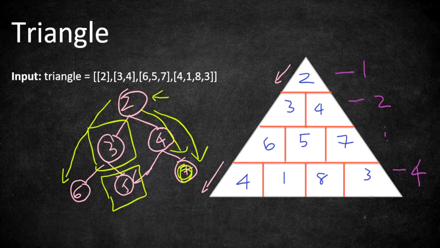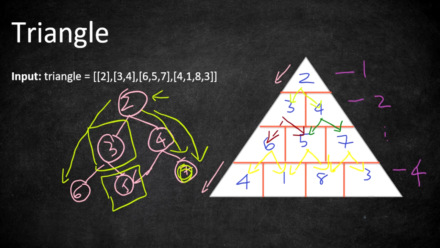One more thing to note here is that you can use either i or i plus 1. Suppose we start at 2, the possible routes are 3 and 4. If we pick 3, then the possible ways are 6 and 5. We cannot go to 7 as this exceeds i plus 1. From 4, you can go to either 5 or 7, but you cannot go to 6. In the same way, from 6 you can move to 4 and 1. From 5, you can move to 1 and 8. And from 7, you can move to 8 and 3.